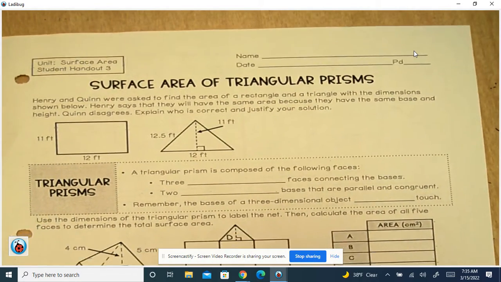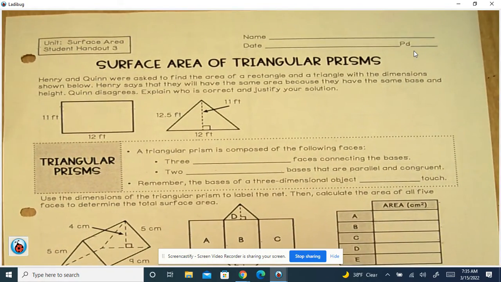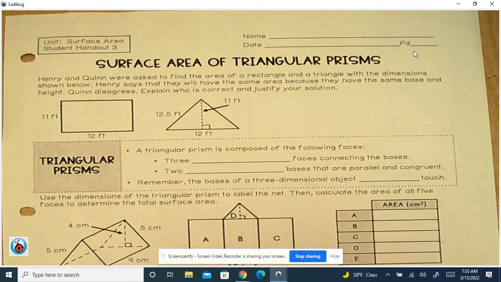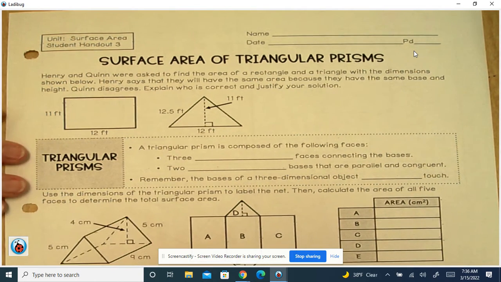This video is on surface area of triangular prisms. Henry and Quinn were asked to find the area of a rectangle and a triangle with a dimension shown below. Henry says that they will have the same area because they have the same base and height. Quinn disagrees. Explain who is correct and justify your solution.